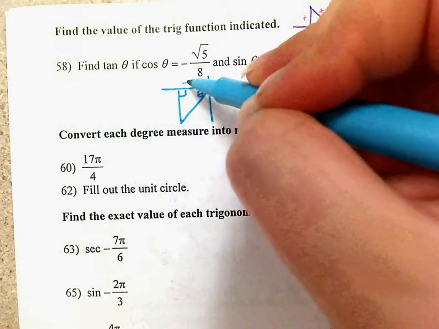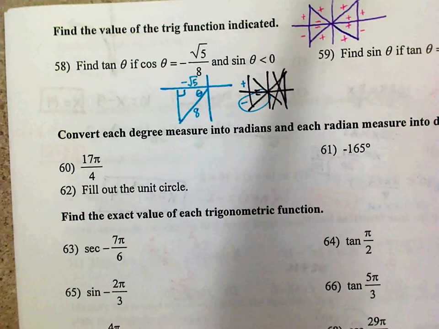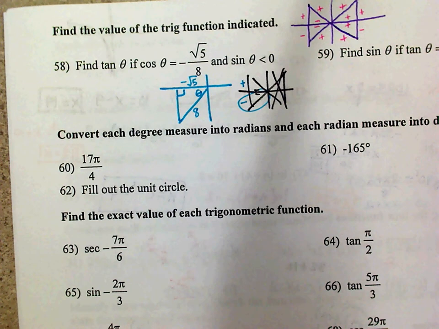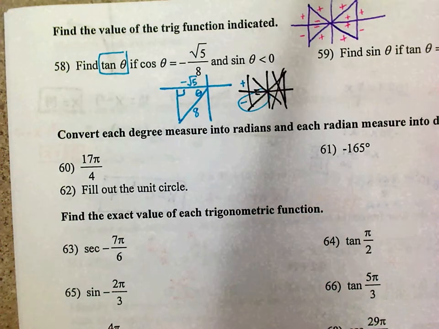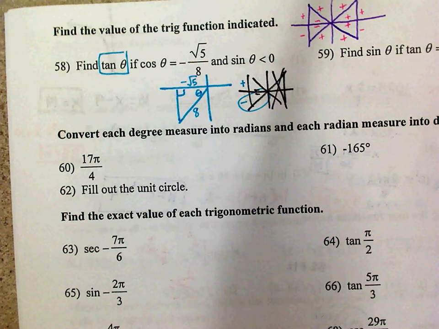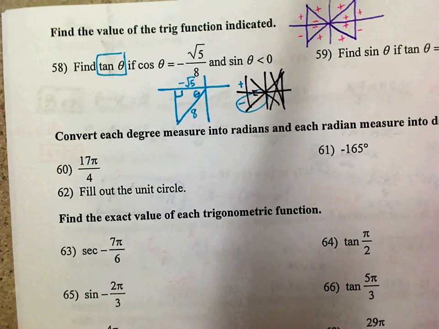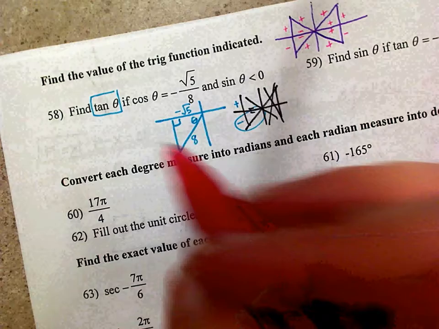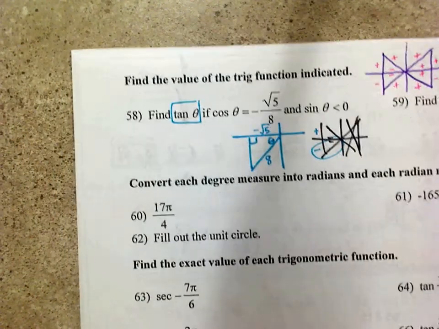I need to find what? Tangent. Tangent requires opposite and adjacent. We don't have opposite, which means we need to do what? Pythagorean theorem. So I've got the negative square root of 5 squared plus b squared equals 8 squared.